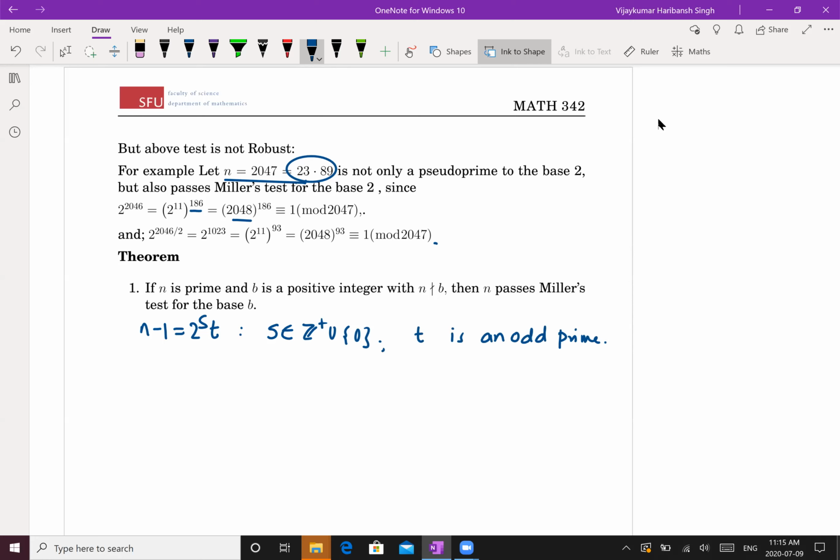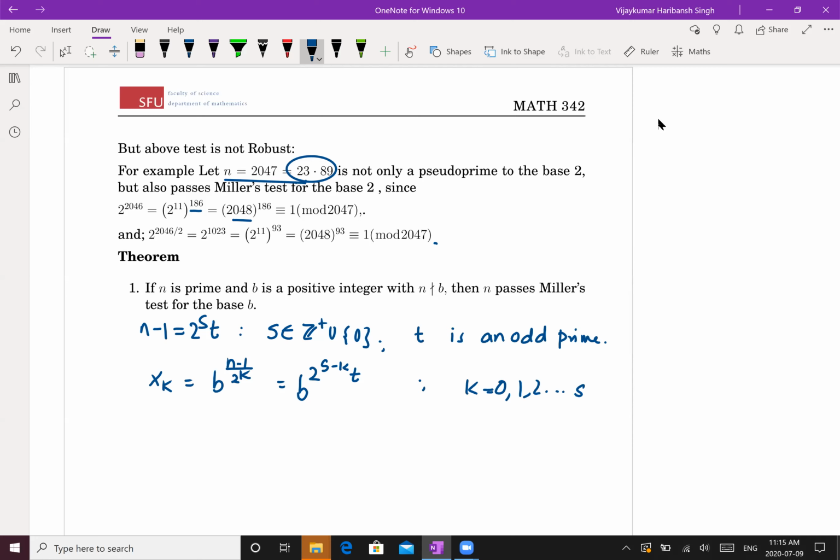Now consider x_k to be, now we are going to halve it, so b to the power n minus 1 divided by 2 to the power k. Of course, we can only halve until s, so this is going to be b to the power 2 to the s minus k times t. Therefore, we cannot go much bigger than k being 0, 1, 2, dot dot dot, s.